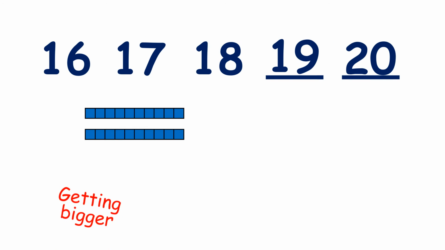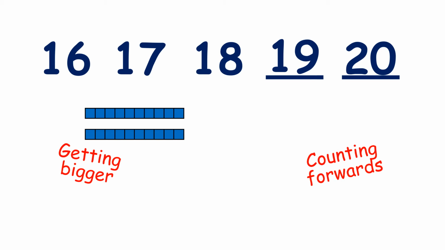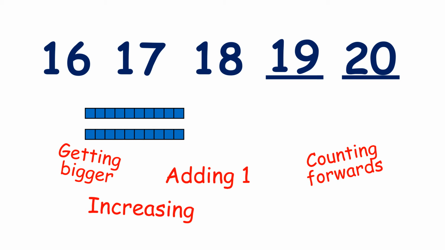So let's have a look at our numbers here. 16, 17, 18, 19, 20. Can you remember any of the words we used earlier to describe it when numbers are going up, when we're counting forwards? Well, we had getting bigger, we had counting forwards, which I just said. We had adding 1 each time. We could say that the numbers are increasing, or we could say that the numbers are ascending by 1 each time, or in ascending order.